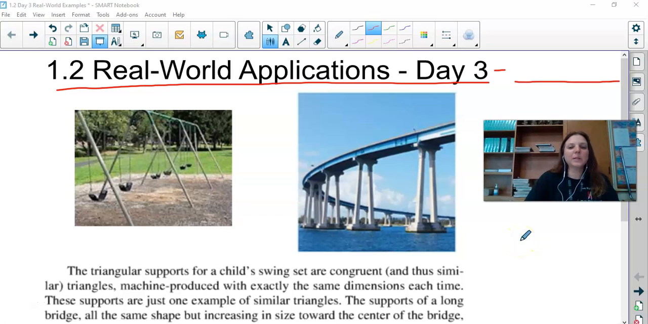Hi everybody. So this is day 3 of similar and congruent triangles, and you want to write the title in your notes, real world applications, and then go ahead and put the date. So go ahead and pause the video if needed and write that down.